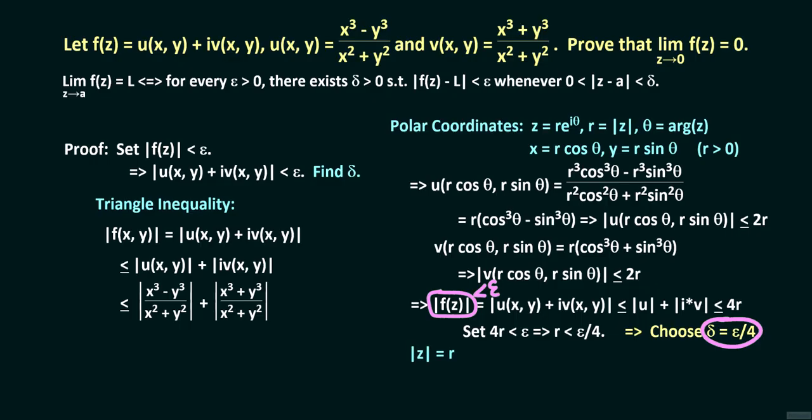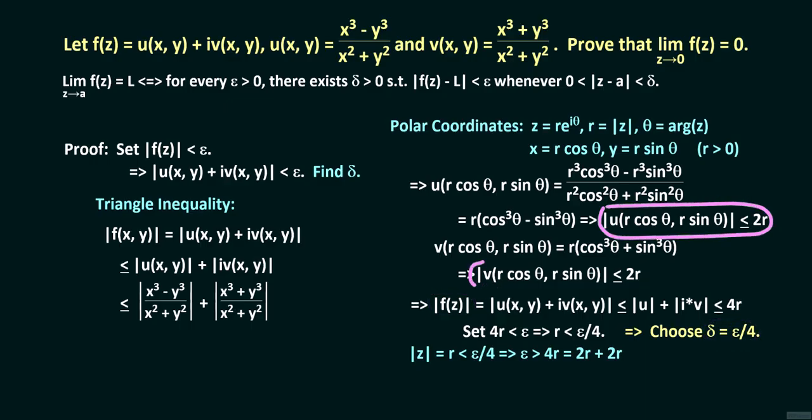If the absolute value of z, or r, is less than delta, and delta is epsilon over 4, then epsilon is greater than 4r, or 2r plus 2r. 2r is greater than or equal to both the absolute value of u and the absolute value of v. This is a fact that we found simply by using polar coordinates and is therefore independent of epsilon and delta. Therefore, 4r is greater than or equal to the absolute value of u plus the absolute value of I times v. Recall that the absolute value of I is 1.